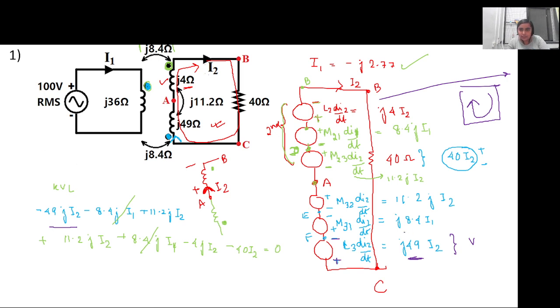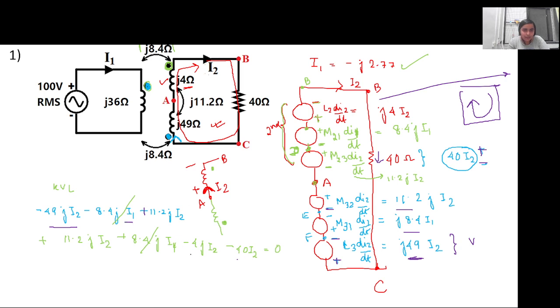Then the next one we encounter is 8.4. Again we encounter the positive direction, so minus 8.4j I1. Similarly, 11.2, we are entering through the negative direction, so it is plus 11.2j I2. Similarly for the rest of the three voltage drops here, and then finally across this particular resistor, in which the voltage is 40 I2, so minus 40 I2.